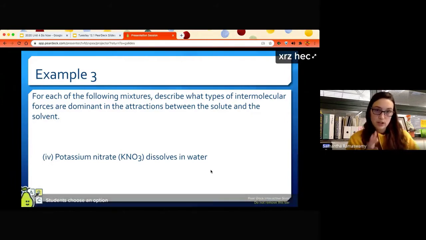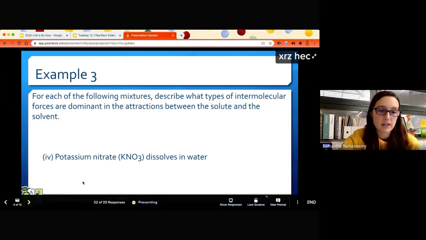So I'll read through just to make sure you have them written down in your notes. Part 1, dispersion. Part 2, dipole-dipole. Part 3, hydrogen bonding. Part 4, ion dipole. So you're looking at what do they have in common? What type of attraction would they have with each other?